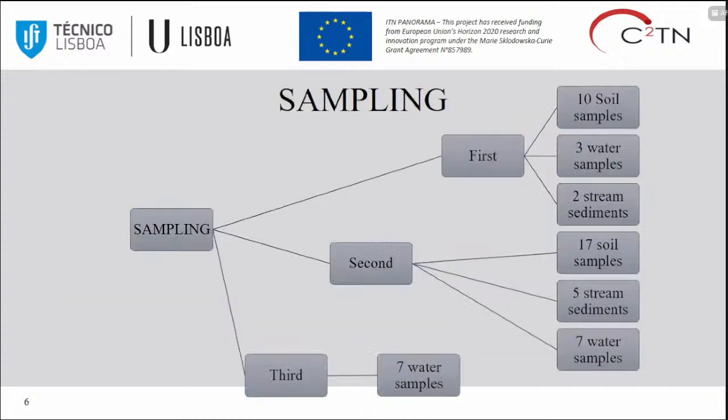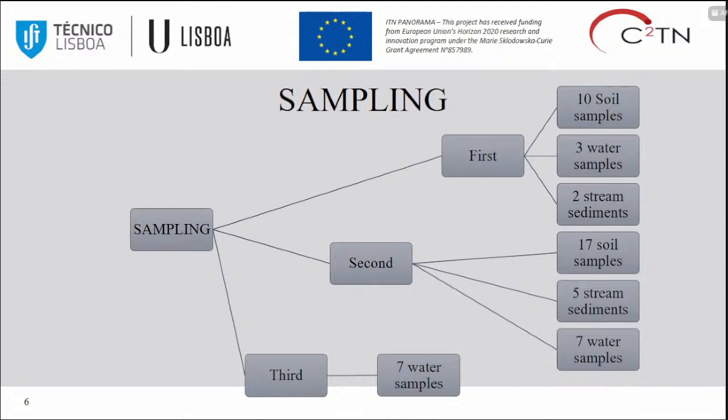We did three different campaigns. In the first campaign, we collected 10 soil samples, 3 water samples, and 2 street sediment samples. I want to say something very important. After the second campaign, the EDM started the active treatment system in the mine. For this reason, we will have some variation in the second and the third campaign.